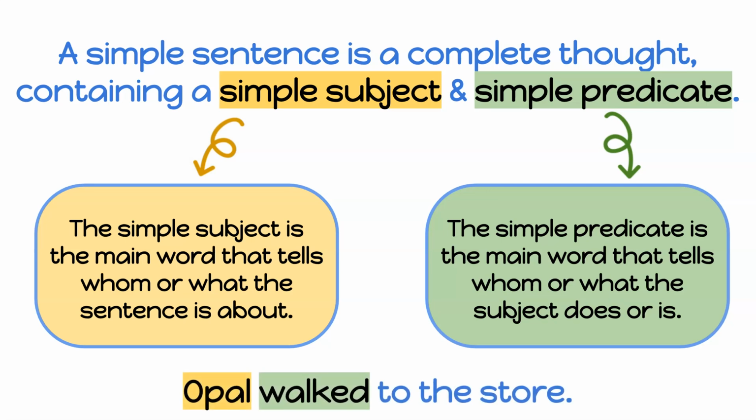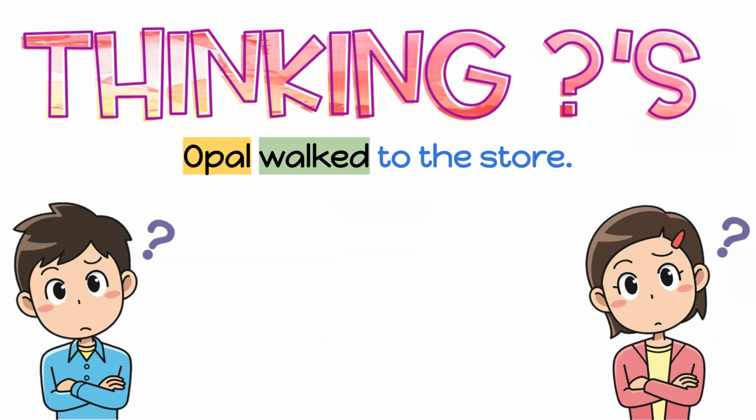I have an example here that says Opal walked to the store. I highlighted Opal as a simple subject and walked as a simple predicate. I bet you're wondering why I did that. Let's take a look at my thinking questions to help us out here.